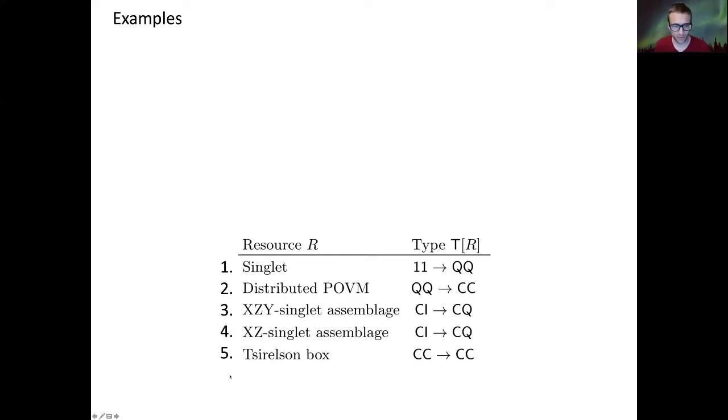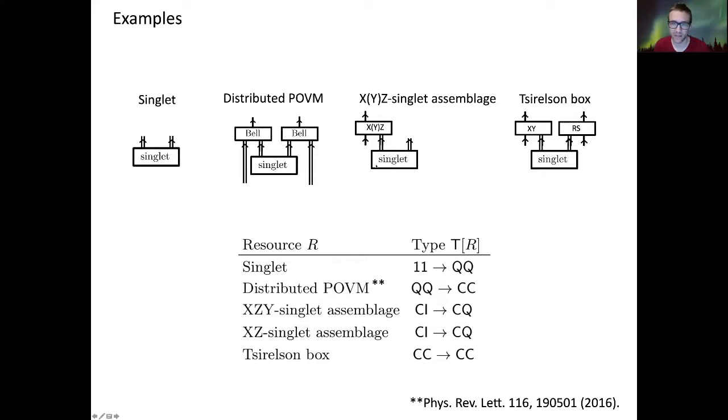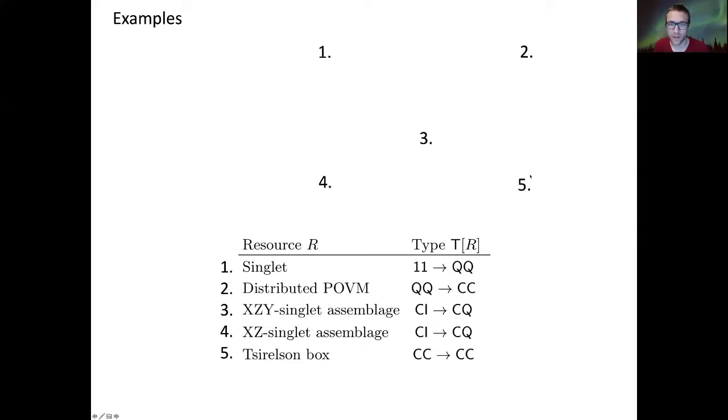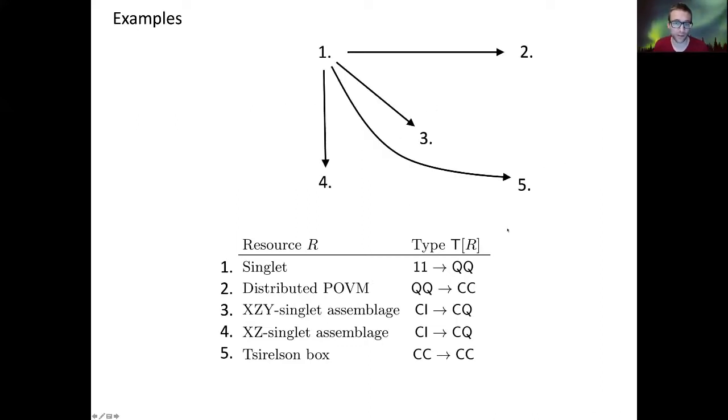So let me just number them 1 through 5, and let's talk about which ones can be converted into which others. So the singlet can clearly be converted into all of the others because we see that just from the definition here. Each of these others is defined by local operations on the singlet. So 1 can be converted to 2, 3, 4, and 5.